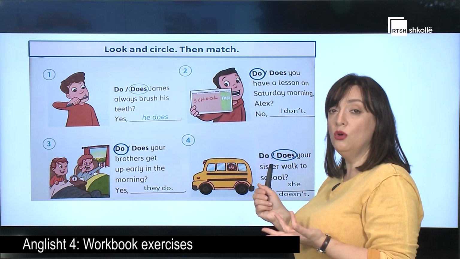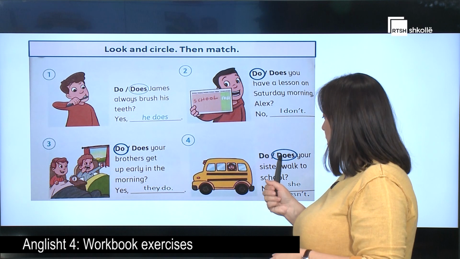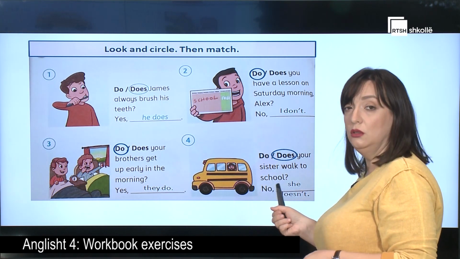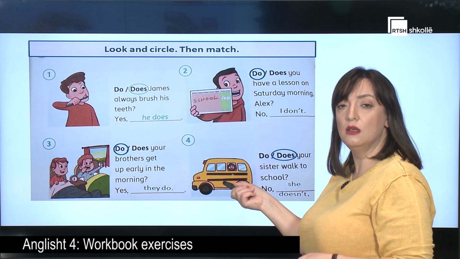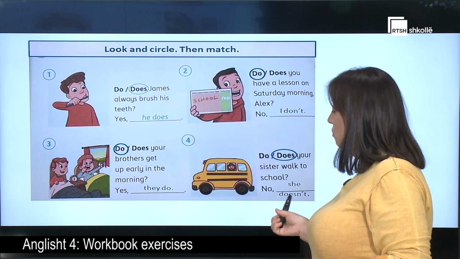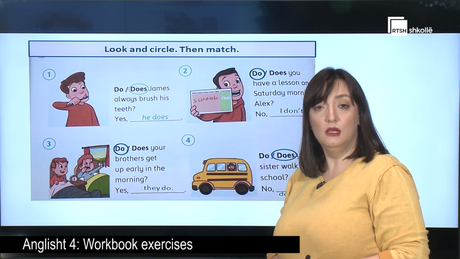Who? She. Your sister. Does your sister walk to school? Is she walking? What do you see here? She's on the bus. She doesn't walk to school. No, she doesn't. Is that okay?